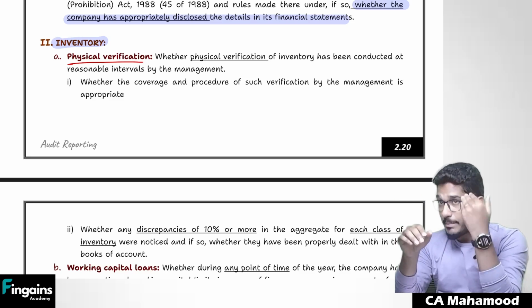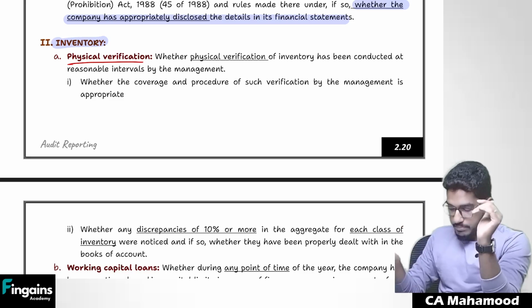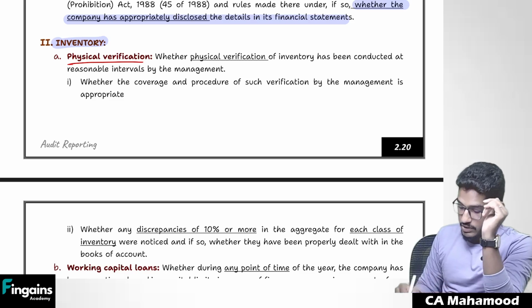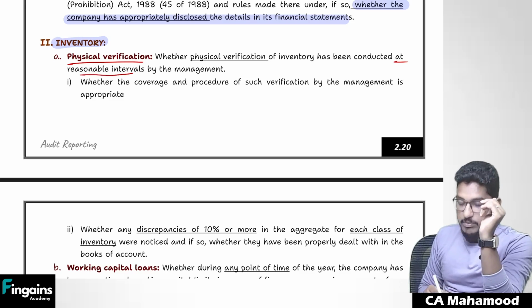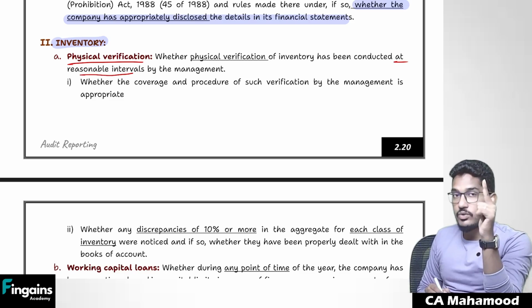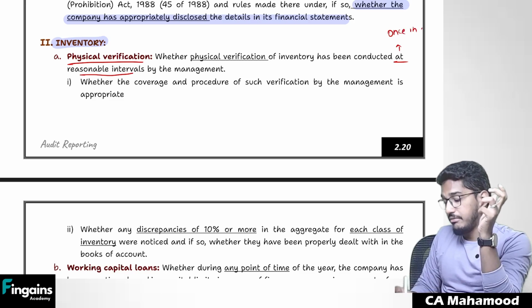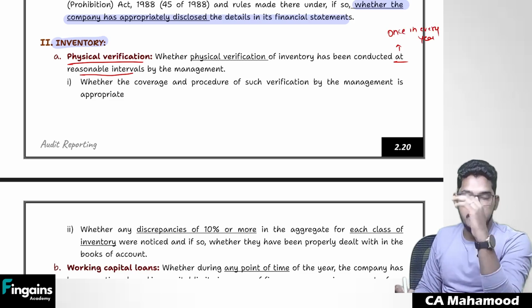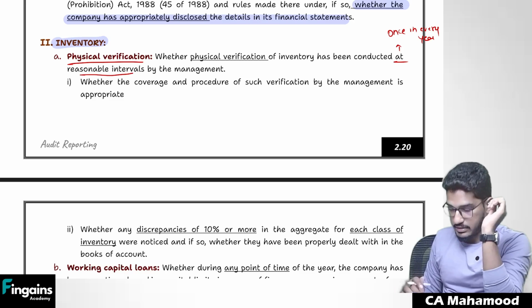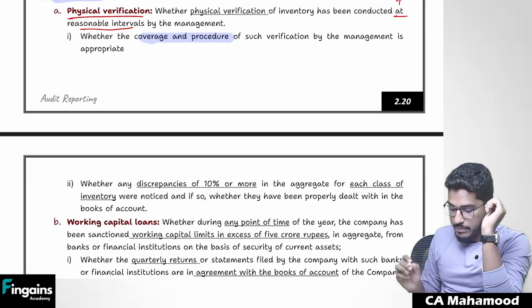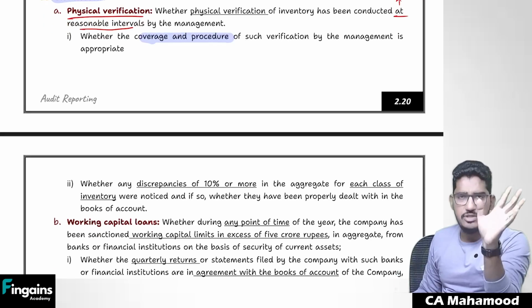They are asking the auditor to comment whether your client company has done the physical verification of inventory at reasonable intervals. Now the question here is, sir, what do you mean by reasonable interval? For PPE, I told reasonable interval could be once in every 3 years, but for inventory, reasonable interval is once in every year. Once in every year, the management should have done the physical verification of their inventory. If yes, whether the coverage and procedure of such verification by the management is appropriate.